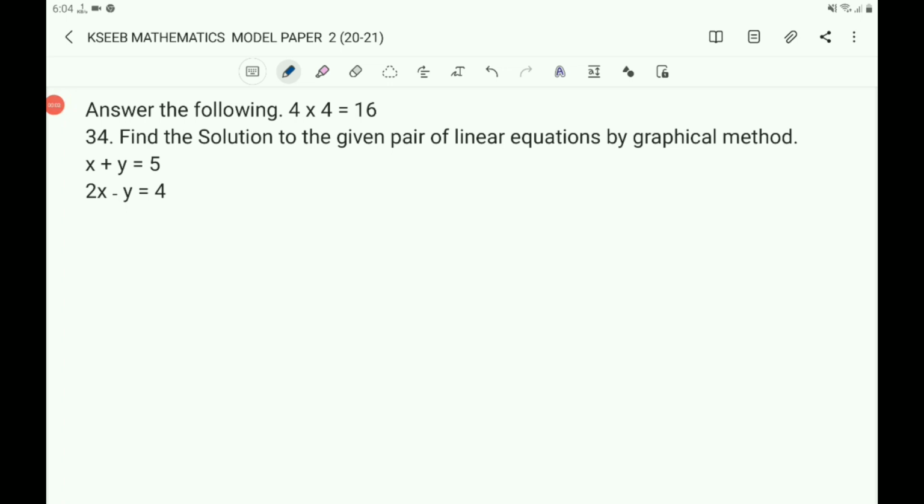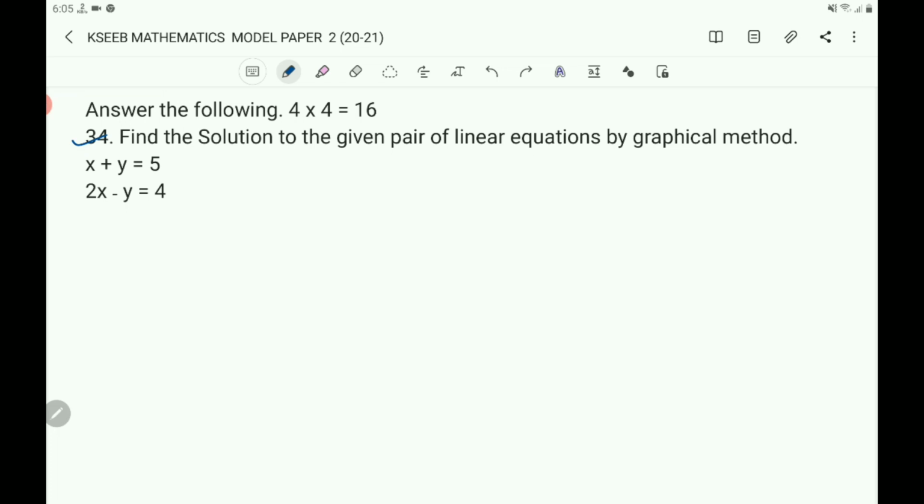Children, let us come to the 4 marks questions, and 4 mark questions are there, totally 16 marks. Now let us take question number 34. Find the solution to the given pair of linear equations by graphical method. Here is a pair of linear equations. Now you know the method of finding the solution of the given pair of linear equations. You know the method of finding the coordinates of the point.